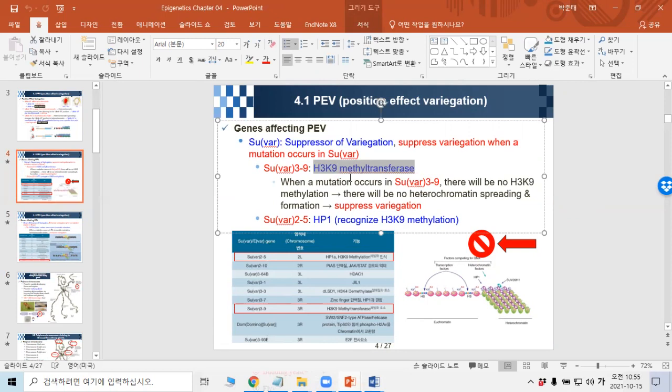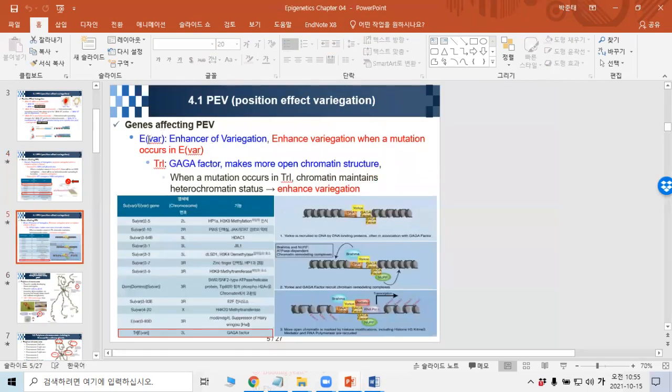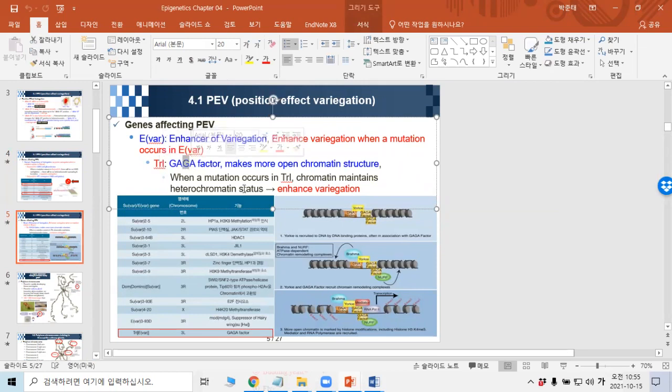Su(var)3-9 is the H3K9 methyltransferase. It means that when a mutation occurs in Su(var)3-9, there will be no H3K9 methylation. It means that there will be no heterochromatin spreading and formation. If there is no heterochromatin spreading and formation, it will suppress variegation. Another case is E(var). The Trithorax group factors belong to the E(var).